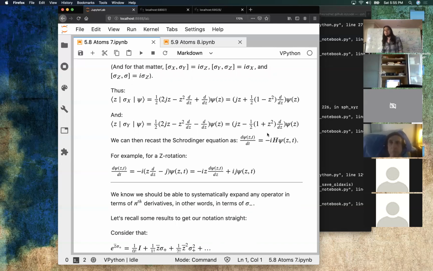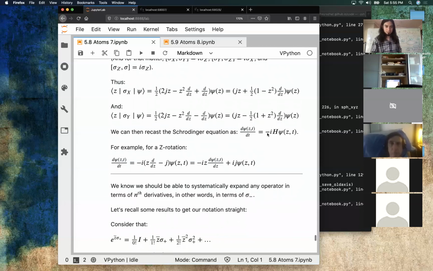Normally, when you're working with the Schrodinger equation and wave functions, the wave function is a function from, say in the one-dimensional case, the real line to the complex numbers, where the complex numbers are the amplitudes. Here, we're working with general complex polynomials that can take complex numbers as inputs and give complex numbers out. And we can recast the Schrodinger equation as just like this.